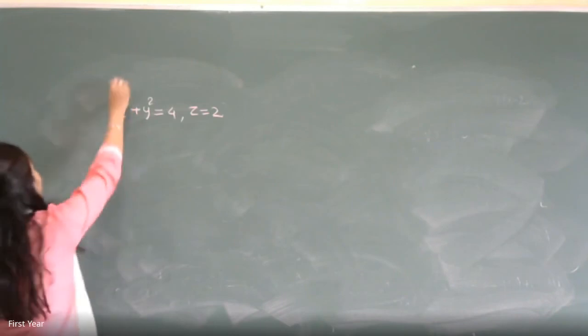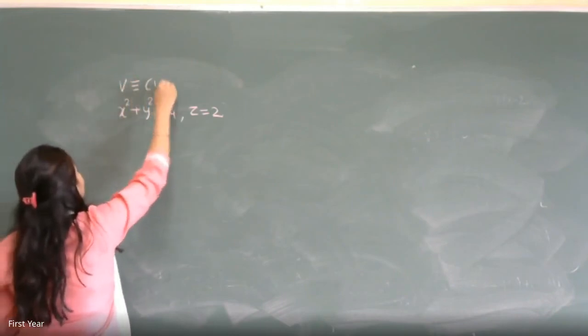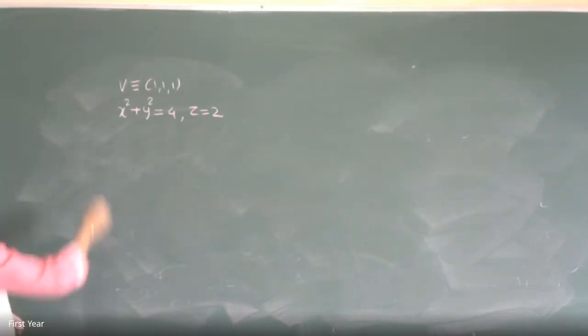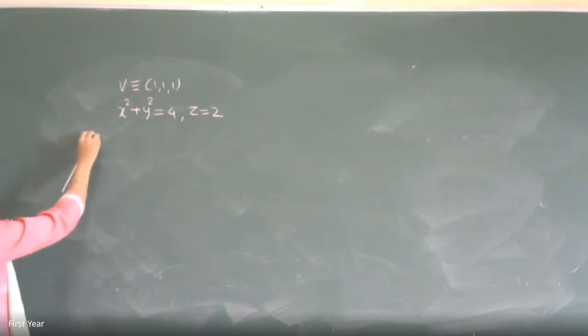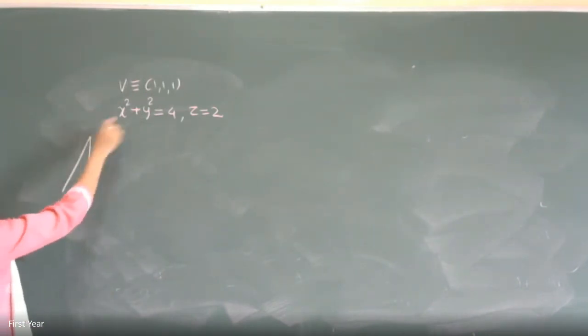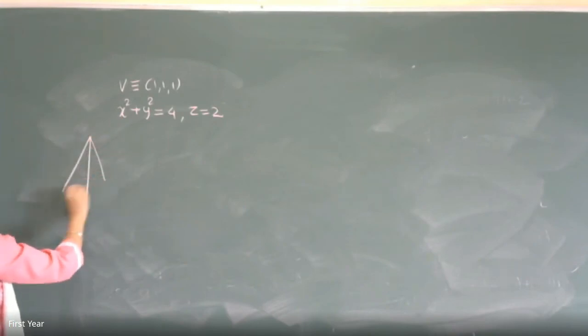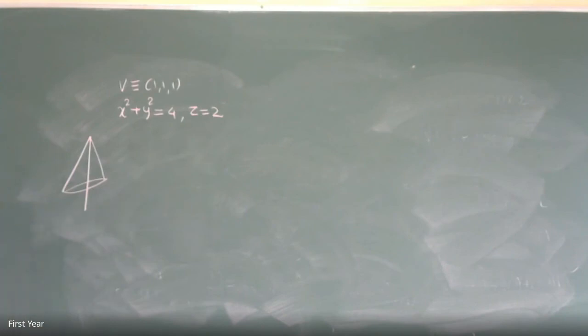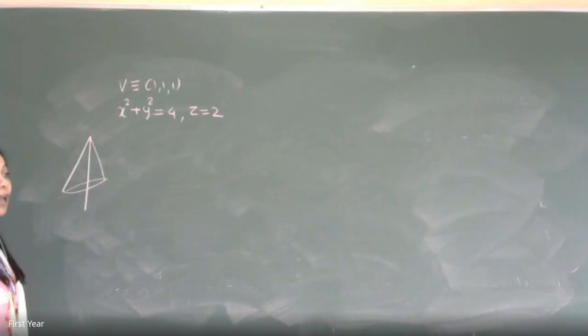So, what's your vertex? It is 1, comma 1, comma 1. This vertex will lie on the generator as well as on the axis. Maybe this is a circle, so it can be something like this. And z is equal to 2. What is this? Z is equal to 2 means it is a plane parallel to XOY plane at a distance 2. Correct?